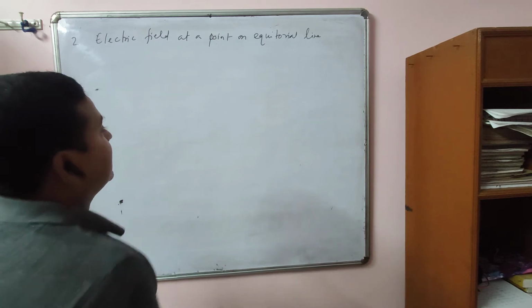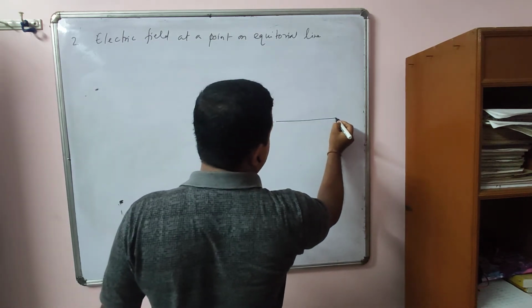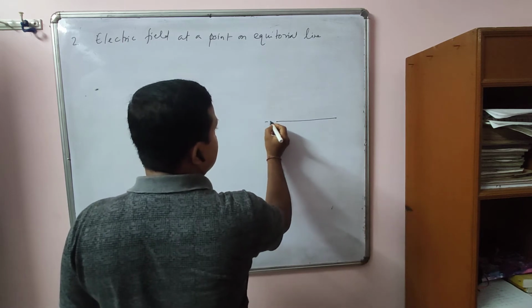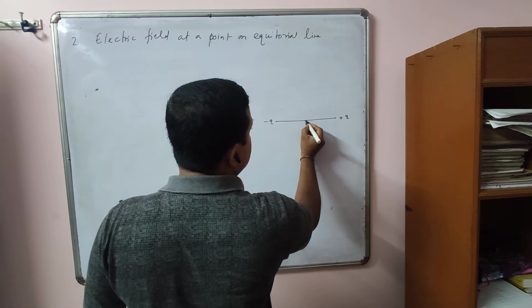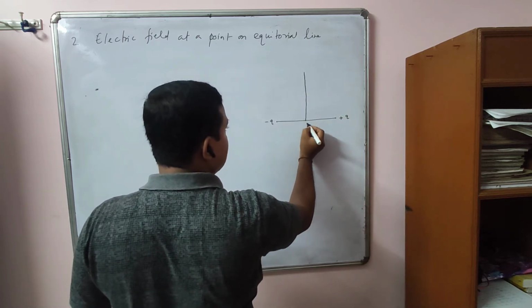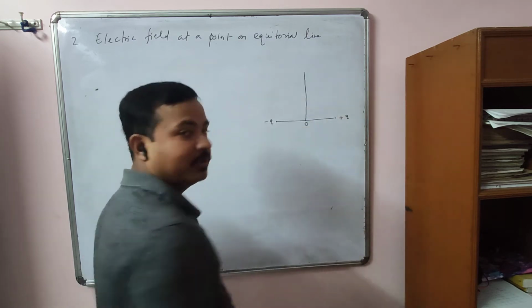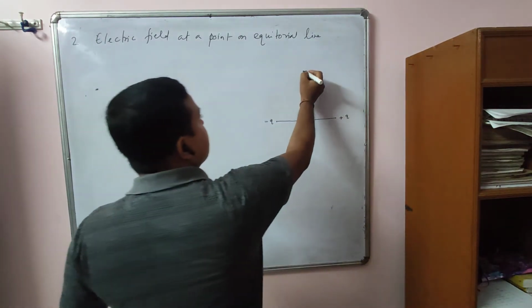Now what is the equatorial line? Suppose this is the dipole, with minus q here and plus q here. Equatorial line means you draw a normal at the center of the dipole. So this is called the equatorial line. This point is P.